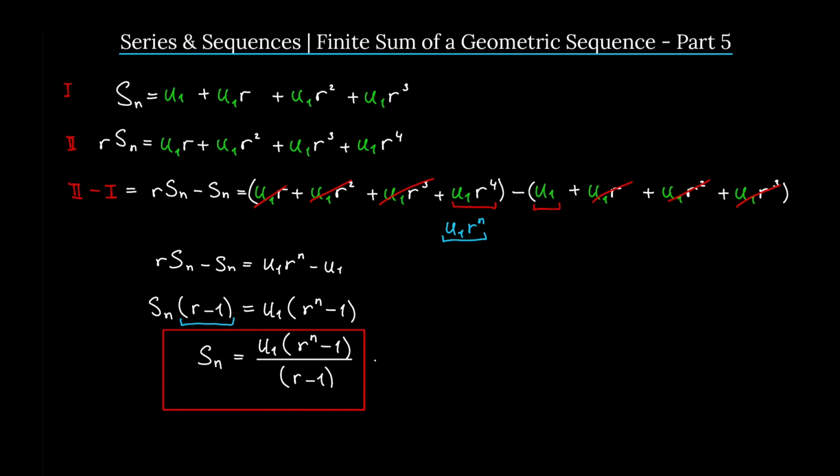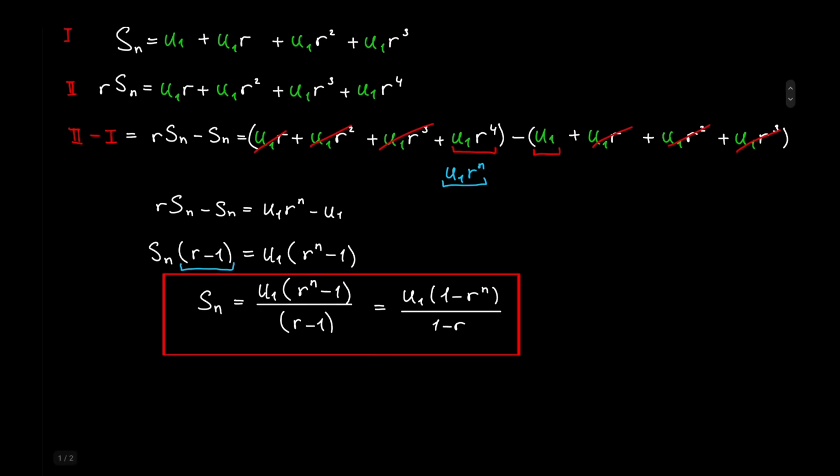You can usually also see another expression for the sum, which is written as u1 times 1 minus r raised to the power of n, divided by 1 minus r. Now, these two expressions are the same. You just notice that the 1 and the r switch positions. However, they switch positions in both the numerator and denominator, so that means there will be no sign changes in case of negative values.